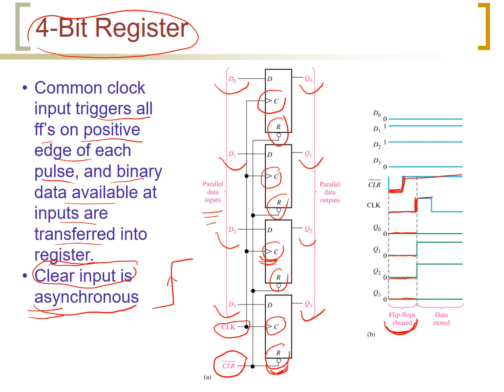At the edge of the clock here exactly, the inputs of the flip-flops will be transferred to the outputs. We see here that D0 is 0 and D3 is 0. Therefore, at this point in time exactly, Q0 will continue to be 0 and Q3 will continue to be 0. On the other hand, D1 is 1 and D2 is 1. Therefore, Q1 will take the value 1 here, and Q2 will take the value 1 also here, exactly at the rising edge of the clock, and the values of the outputs will be 0, 1, 1, 0, similar to the inputs of the flip-flops. And we said that the data is stored in the register.